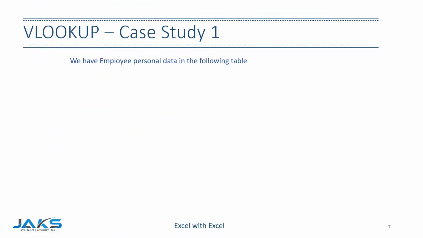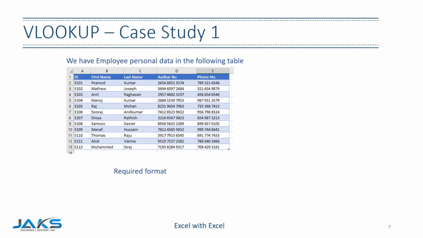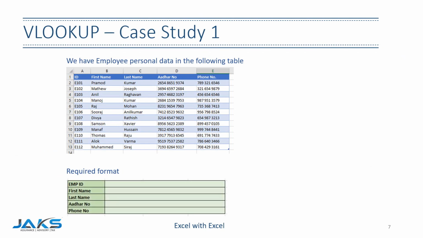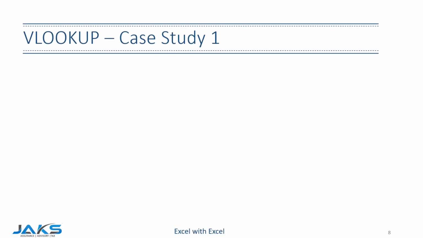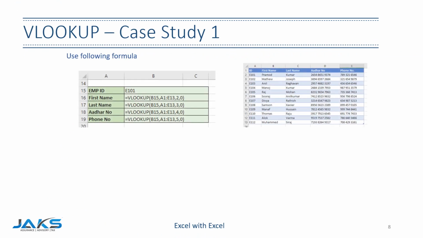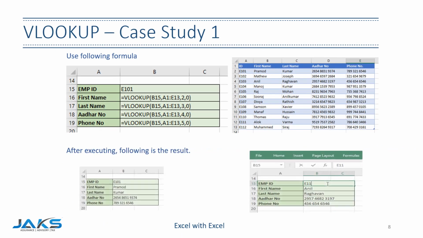We have personal data of employees, such as ID, first name, last name, and other personal information, in a table. We want to get data of a particular employee in a specified format when I enter the employee ID in the first row. Can you help us to get the desired data using VLOOKUP? You may use the formula as seen on the screen to get the desired result.